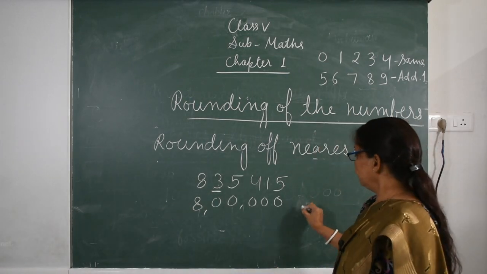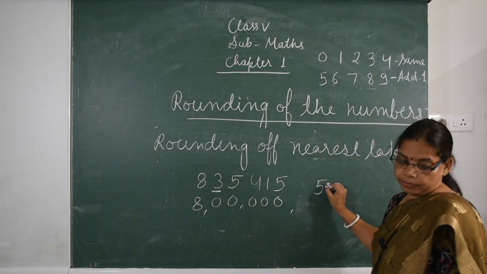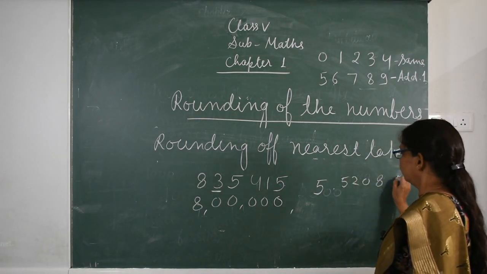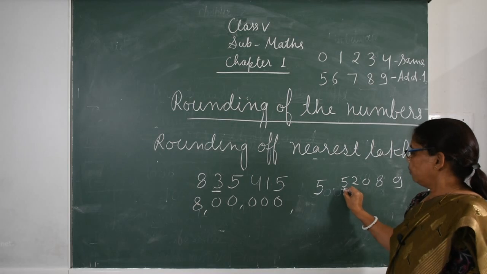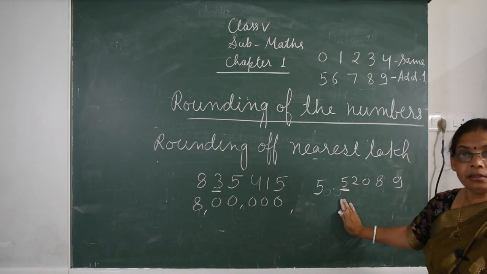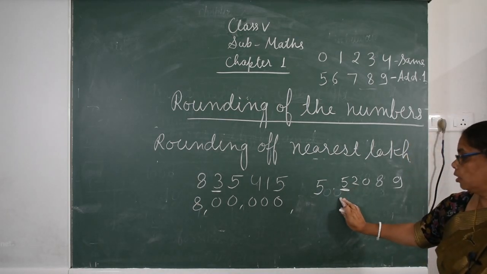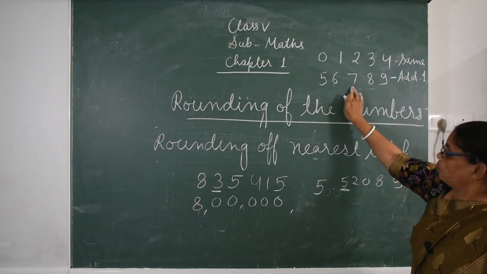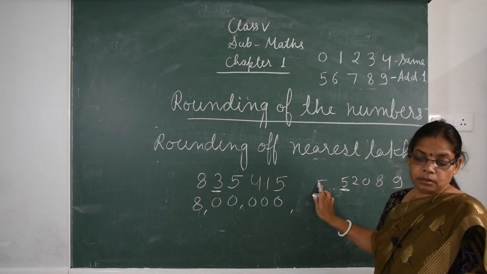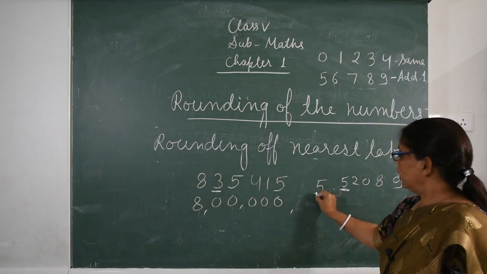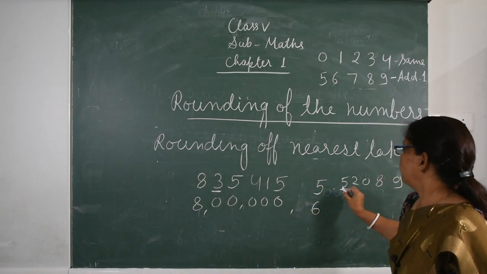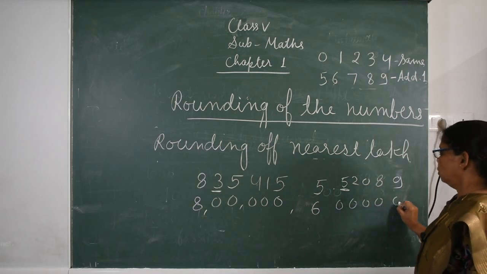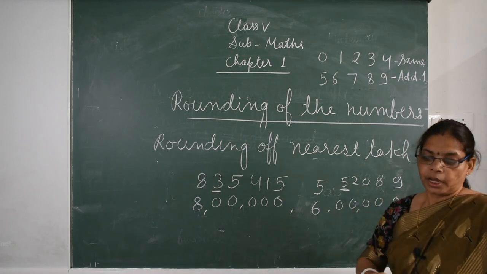Take another example. 5, 2, 0, 8, 9. See this number. This is greater than 5, so this 5 comes into this group. So we add 1 here. 5 plus 1, 6, and the rest we put 0. 1, 2, 3, 4 and 5. Understand?